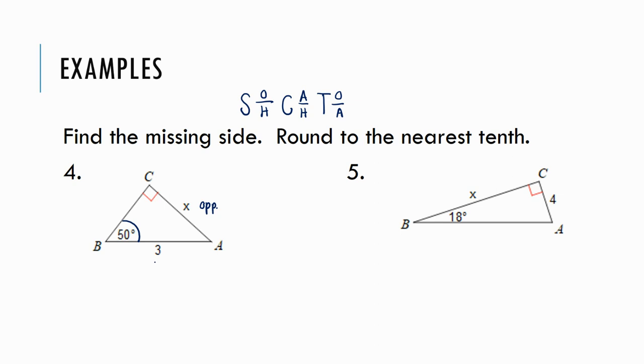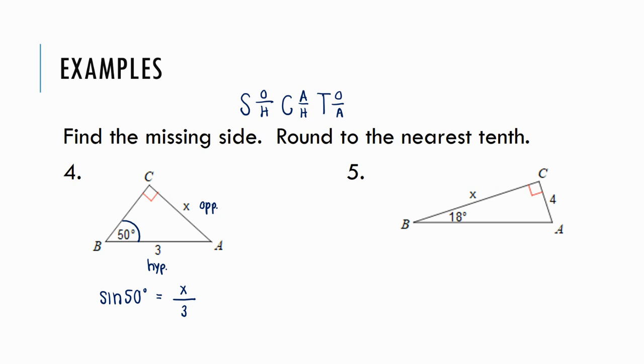What is 3 in this problem? Well, it's across from the right angle. So that makes that the hypotenuse. So if I'm thinking about SOHCAHTOA, opposite and hypotenuse means we want to use sine. So we're talking about the 50-degree angle. So sine of 50 degrees is going to equal the opposite side of x over the hypotenuse of 3.